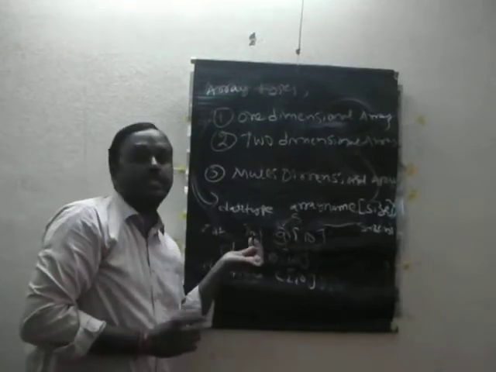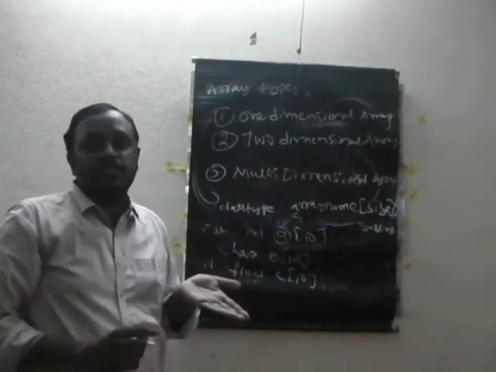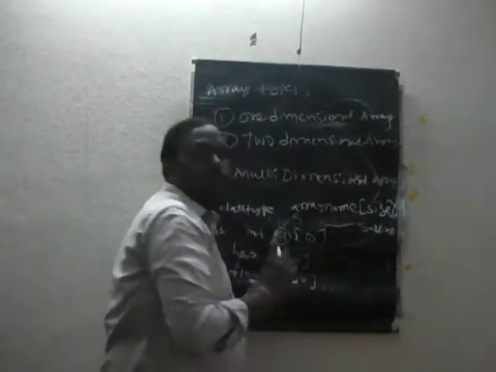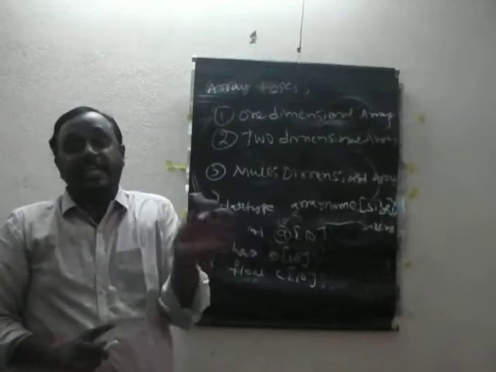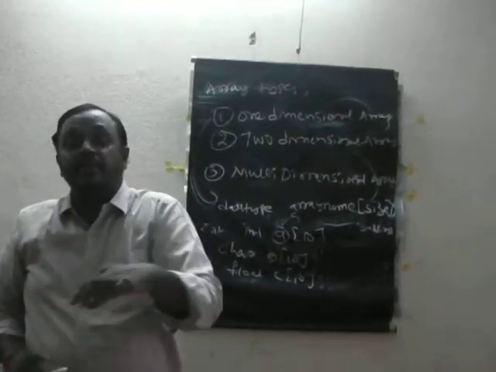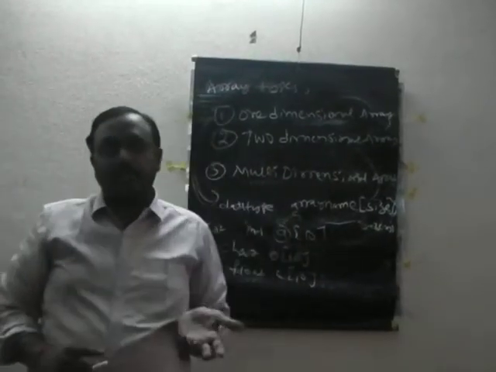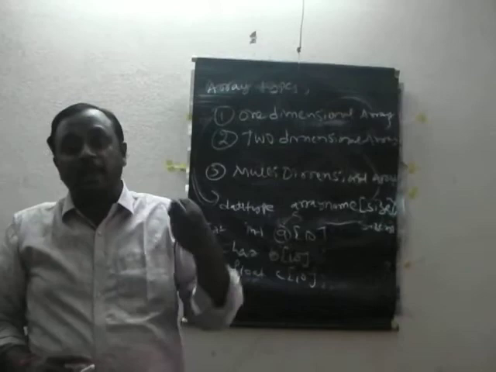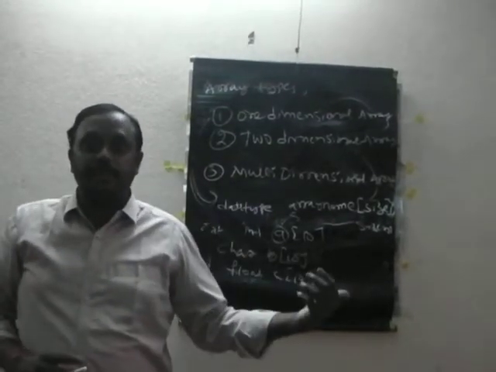Integers, all are integers. If you want to declare this in the old fashion, we would write int a, b, c, d, e, f, g, h, giving a different name for each and every number. That is very complex, and for understanding, we don't know which number belongs to which variable.